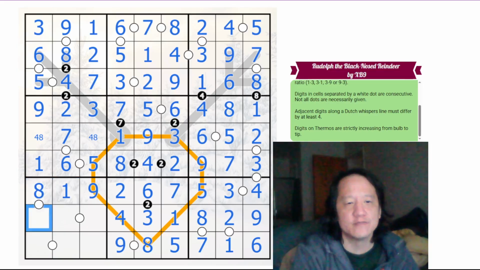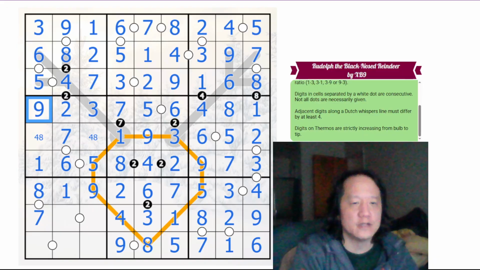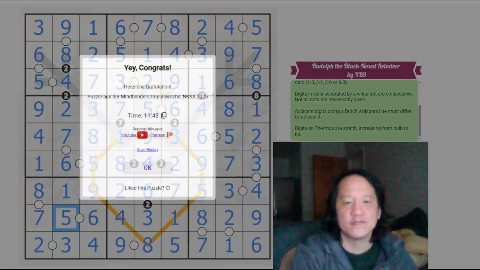8's consecutive with 7 or 9. Cannot be 9 because of the 9 in the column. So this is 7. This 8 eliminates 8 here, so it's 4 and 8. The remaining digit in column 1 is a 2. 2 is consecutive only with 1 or 3, and we already have a 1 in the box, so this is 3. That leaves this as a 4, which leaves this as 6, and this as a 5.